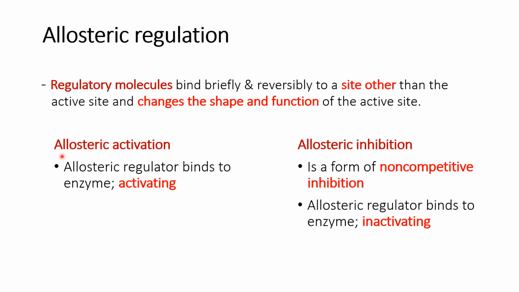You have two types of allosteric regulation: the first is allosteric activation, and the second is allosteric inhibition. For allosteric activation, the allosteric regulator, which is the activator, will bind to the enzyme and cause the enzyme to be activated. But allosteric inhibition is a form of non-competitive inhibition, because the inhibitor will bind to the allosteric site of the enzyme and cause the enzyme to change shape into the inactive form.